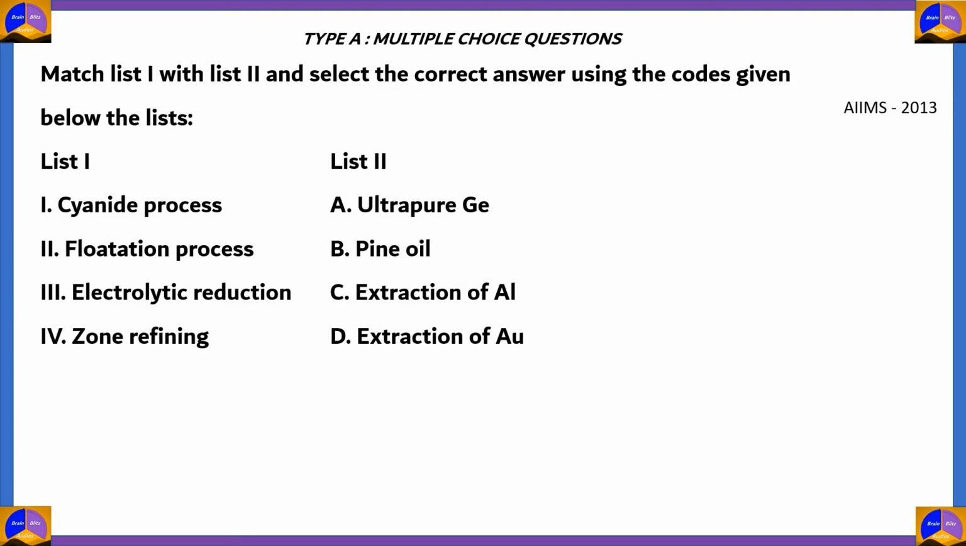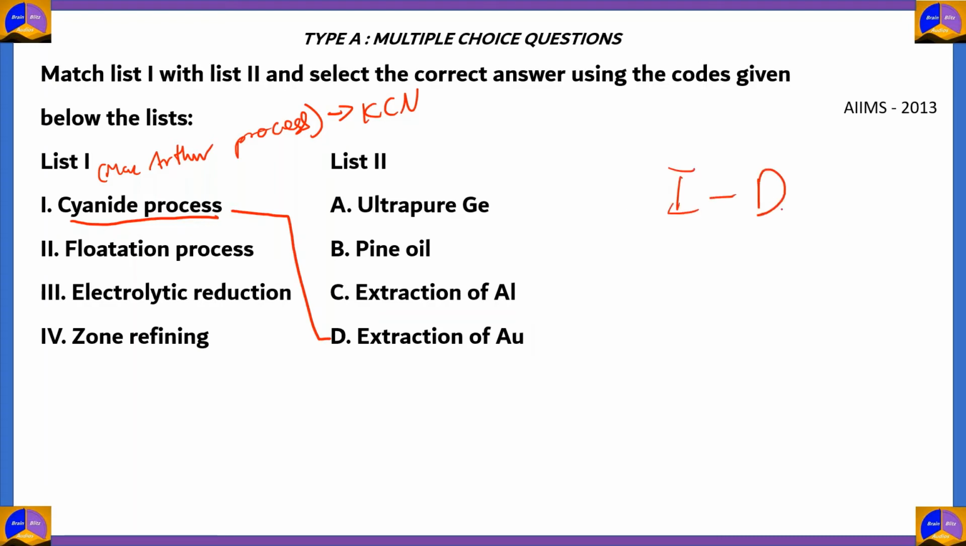So let's find out which of these are the easiest. Now, remember that in an earlier question, we have defined the cyanide process as the MacArthur process, because the MacArthur process uses potassium cyanide in order to reduce the sulfides of gold. So the cyanide process is used for the extraction of gold. So 1 matches up with D.